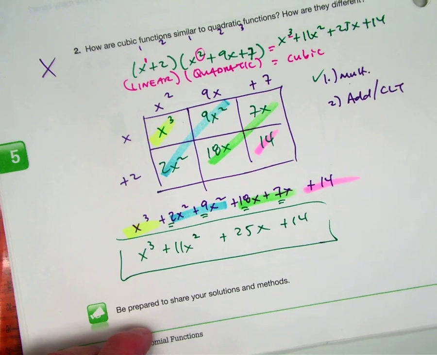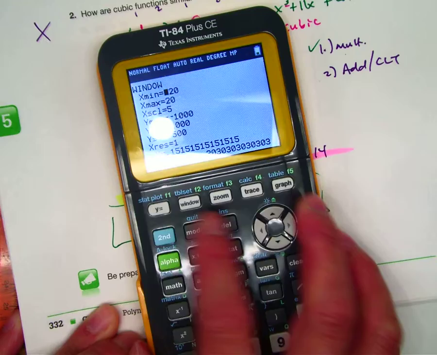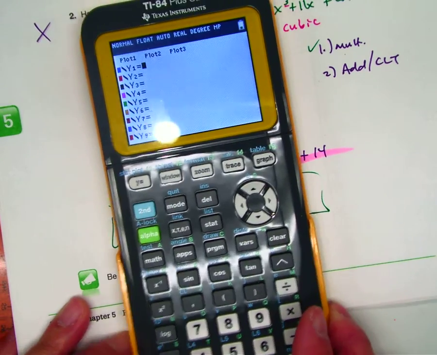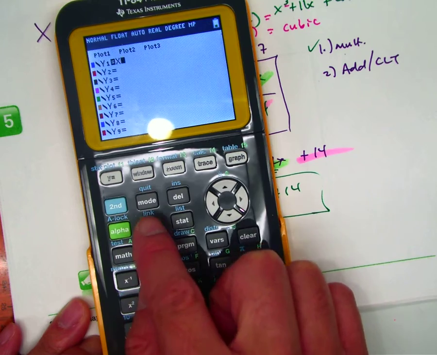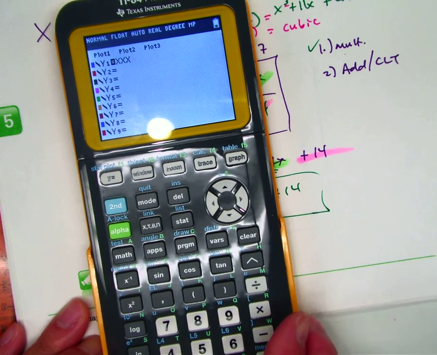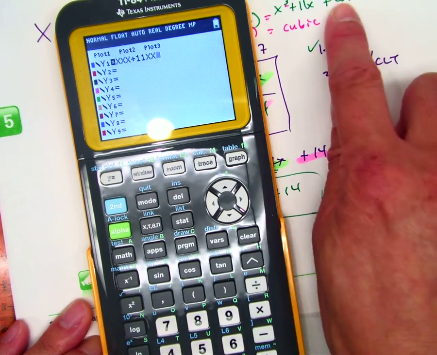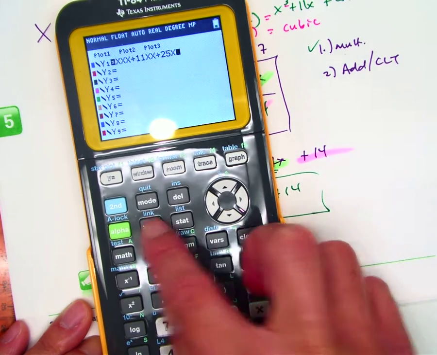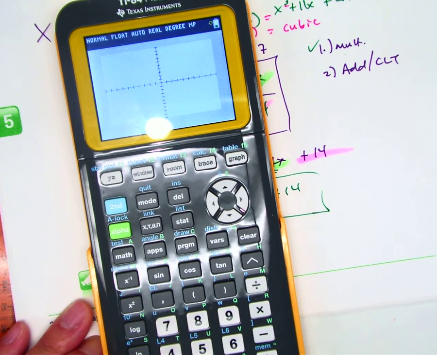If you had to graph that, go to where it says y equals. I need x to the third. The trick of getting x to the third is just writing 3 x's. Plus 11x squared plus 25x plus 14. Zoom 6.